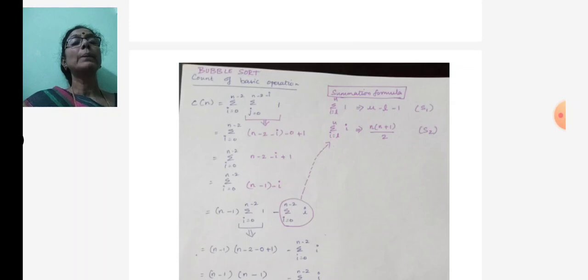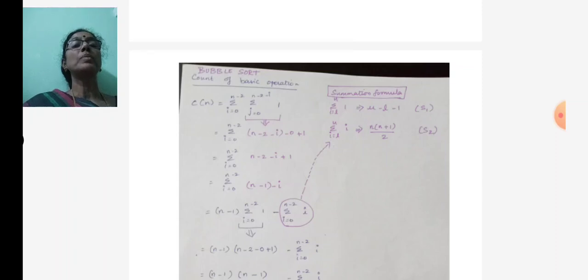So here the n minus 2 is the upper bound and i is the lower bound. So n minus 2 minus i. The upper bound minus the lower bound plus 1 is equal to n minus 2 minus i minus 0 plus 1. So after doing the calculations, n minus 2 minus i plus 1, finally we get n minus 1 minus i. So that is the inner loop value.